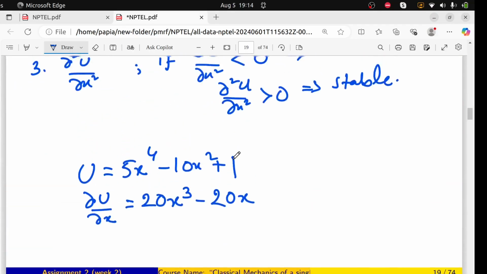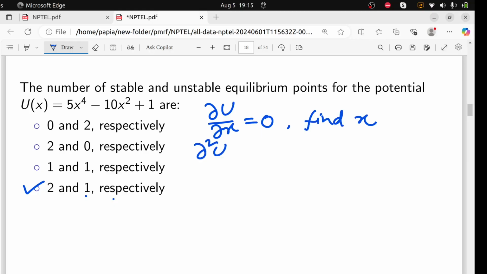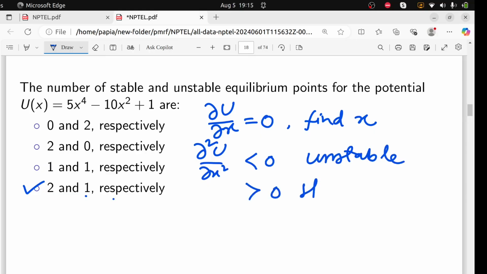2 stable, 1 unstable. Now coming here, stable and unstable equilibrium, 2 stable and 1 unstable. So this one is the correct one, 2 stable and 1 unstable respectively. To summarize this answer, for the number of stable and unstable equilibrium points for the potential, we need to calculate del u del x and put it equal to 0, find x, then calculate del squared u del x squared. If less than 0, unstable; greater than 0, stable. Okay, fine.